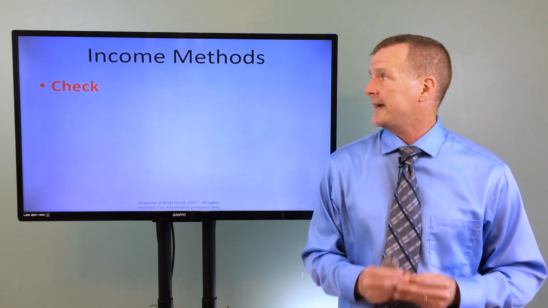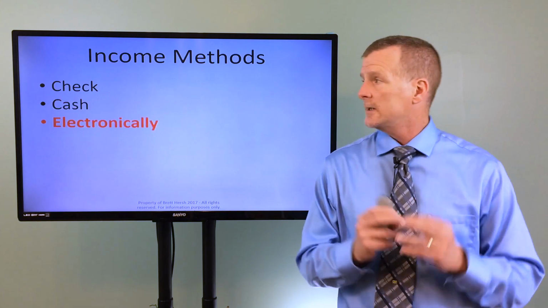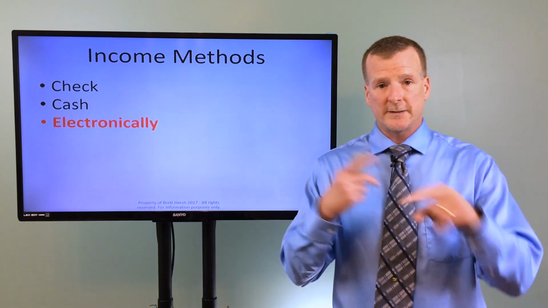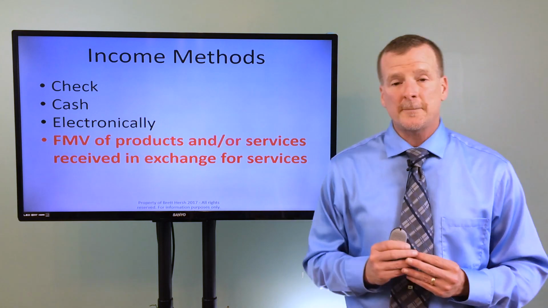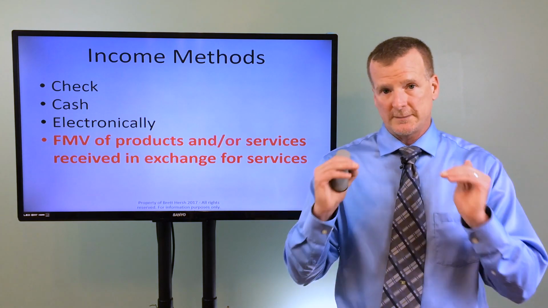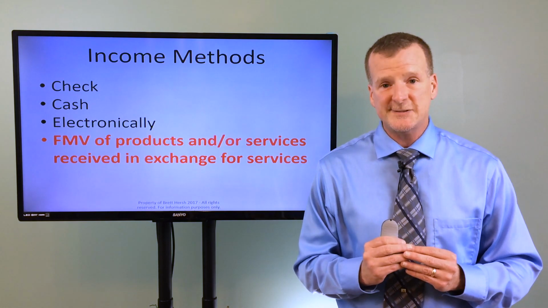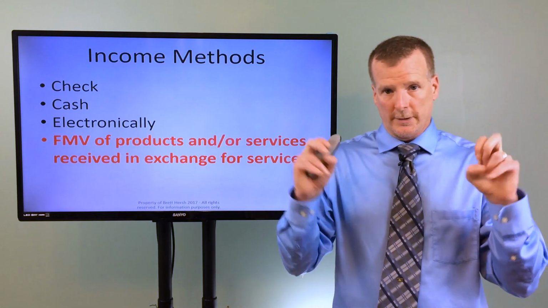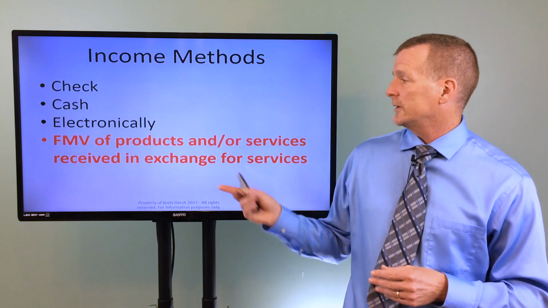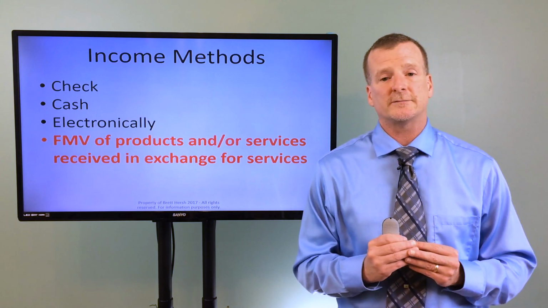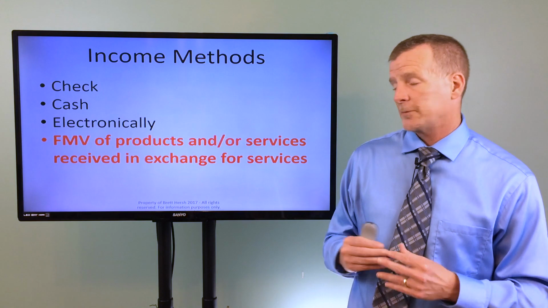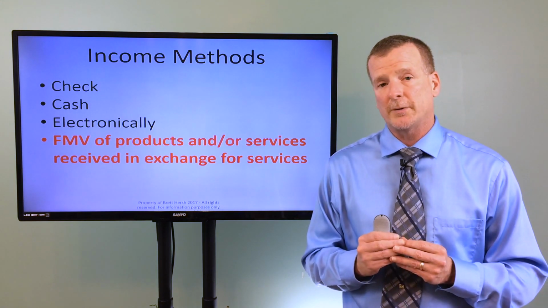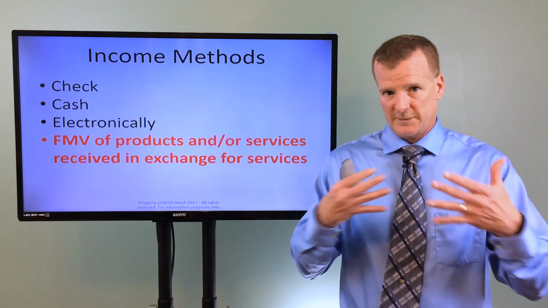Okay, how can you get paid? You might get paid with a check, cash, maybe electronically, maybe they put the money in your account automatically. However, a method of income which a lot of folks don't know, and I'm not going to go into it in great detail, is what's called barter. And what that means is that you're including in your income the fair market value of any products and or services. Now, products really wouldn't actually be a barter. Barter is really where you exchange services with each other.